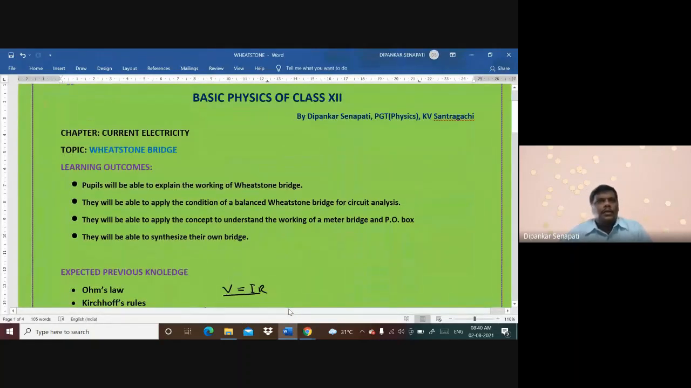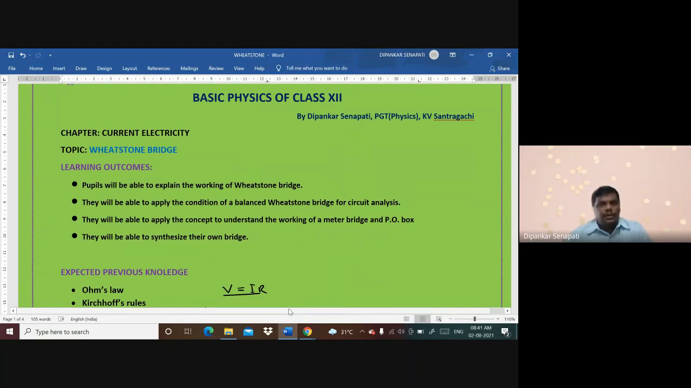Dear learner, in continuation of this chapter, current electricity, today's topic is Wheatstone Bridge. First, learning outcomes. After going through this lesson, you will be able to explain the working of a Wheatstone Bridge.